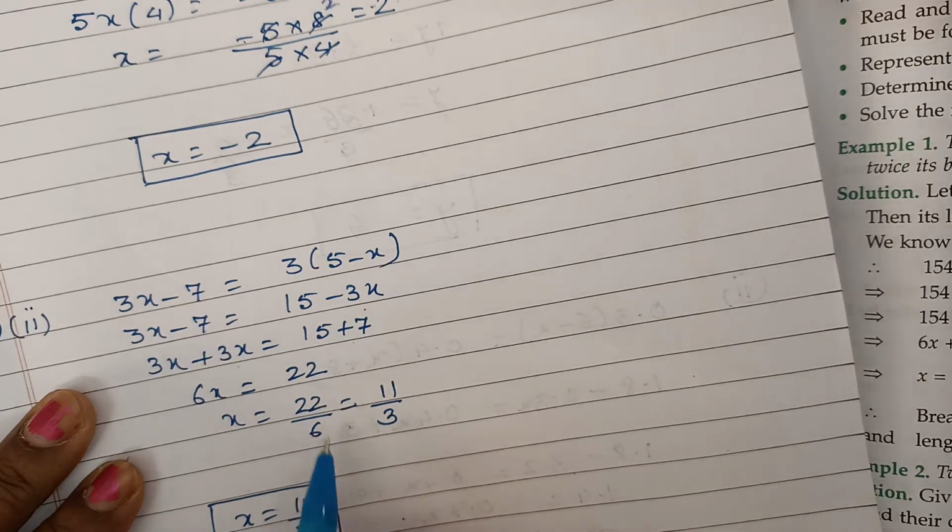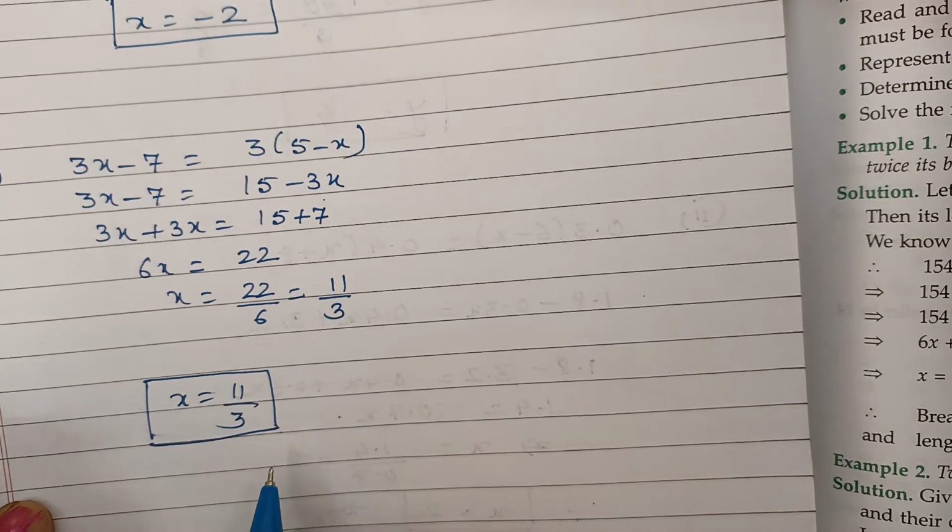Cross multiply it. When you solve it by 2, 2 11s are 22, 2 3s are 6. So x equals 11 by 3.